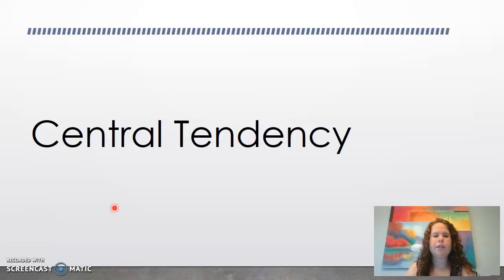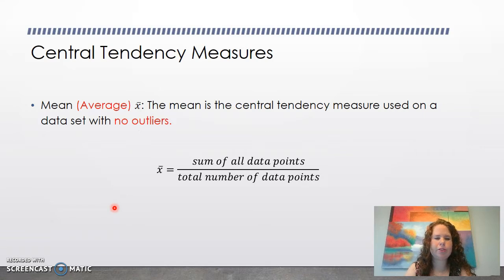In this video, we'll discuss the measures of central tendency. There are three measures of central tendency, so we'll start out with mean, or average, which is denoted here by X bar. The mean is the central tendency measure used on a data set with no outliers. So X bar equals the sum of all data points over the total number of data points.